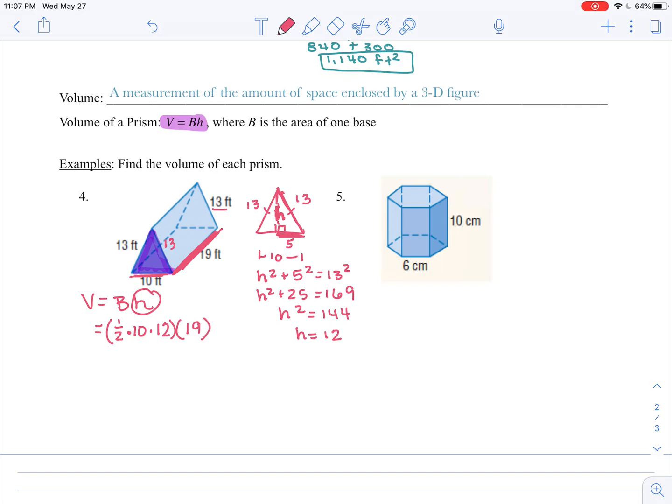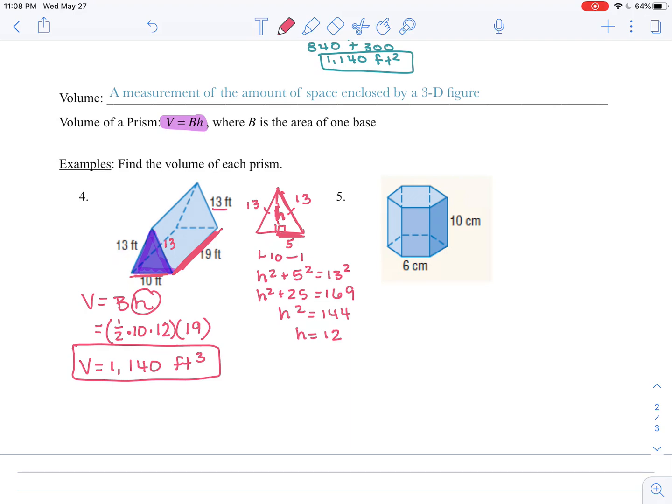So the height of this triangular prism is 19 feet. And when we multiply all of this together, the volume here is 1,140 cubic feet. Volume is, of course, always a cubic measurement.